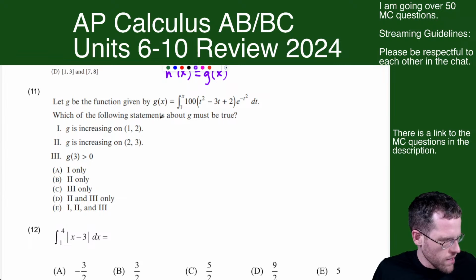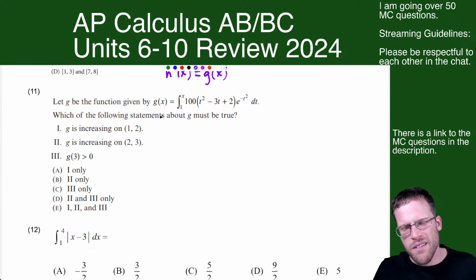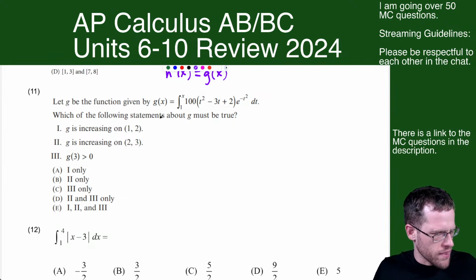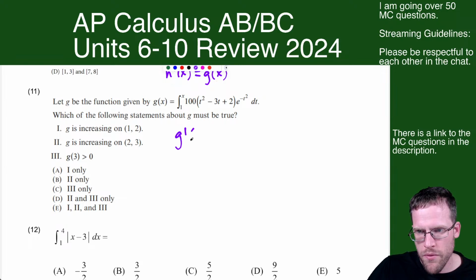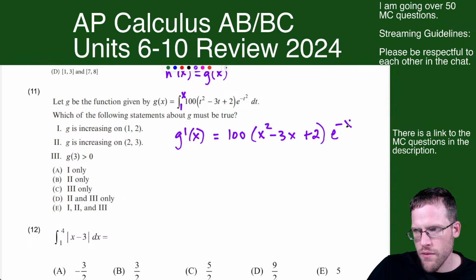So here, question 11 for me was kind of borderline. Meaning I have to look at this a second time. Roman numeral 3 was the one that annoyed me the most, and you'll see what I mean in a moment. So we start this by saying, okay, g prime of x. And notice it's integral from 1 to x. So g prime is just the integrand, but with x instead of t. So 100 times x squared minus 3x plus 2 times e to the negative x squared.